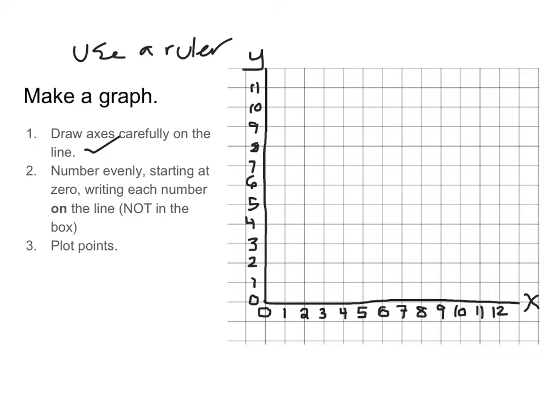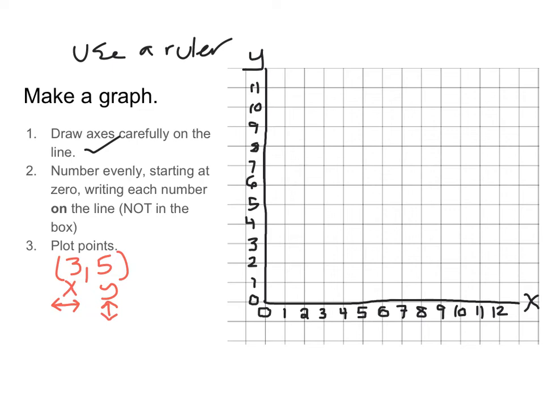So let's start with the point 3, 5. Notice how I'm writing this. I've got parentheses on the outside, I've got a comma in between, and then my coordinate points are always written with the x value first. We remember that's the side to side. And then my y value second. That's the up and down.